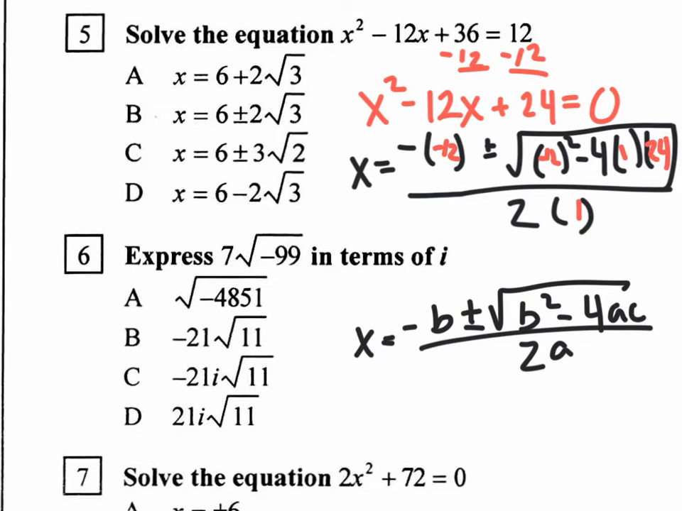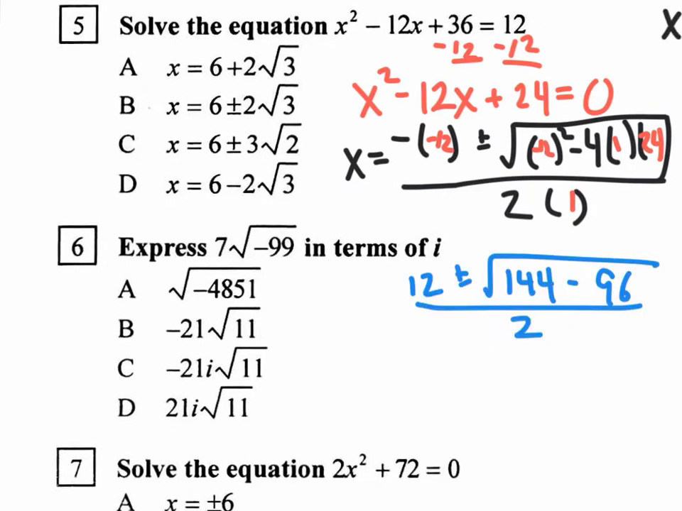So when we work this out, when you go 12 squared, you get 144, and 4 times 1 times 24 is 96, and 2 times 1 is 2. 144, take away 96, 48. So we're going to have 48 inside the root, the plus minus, the 12 on the outside, and the 2 on the bottom.